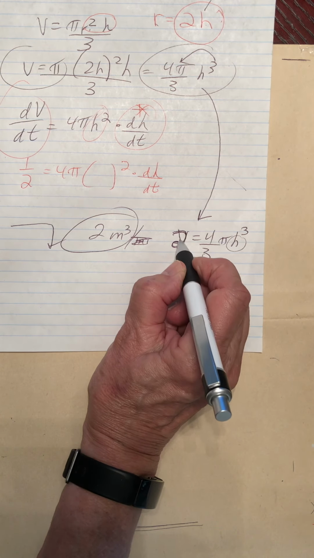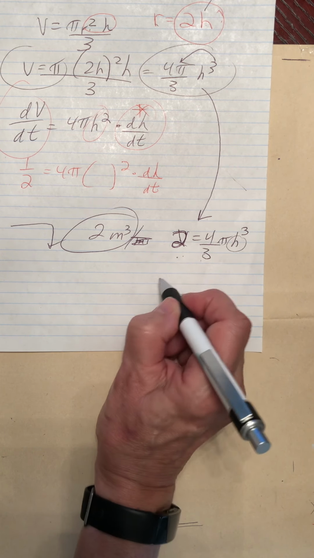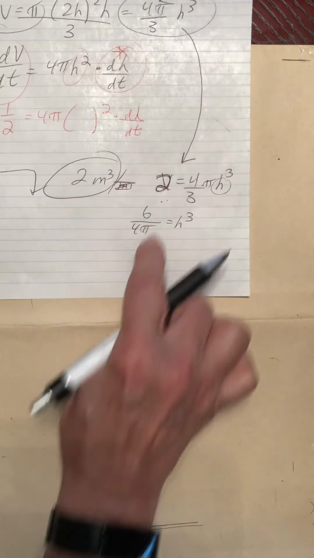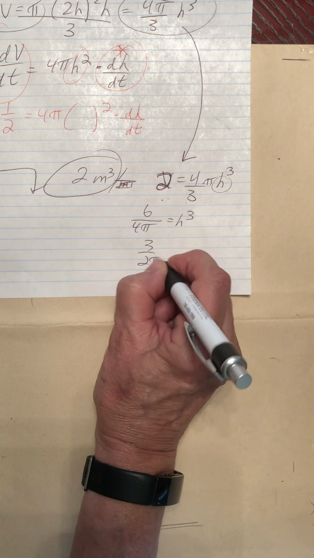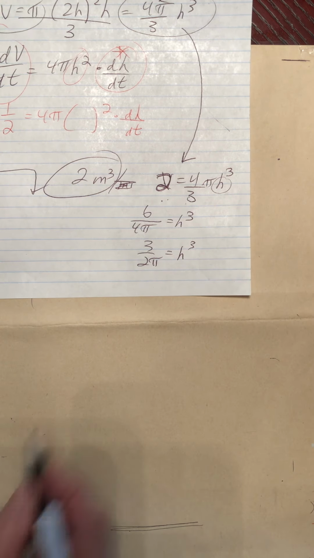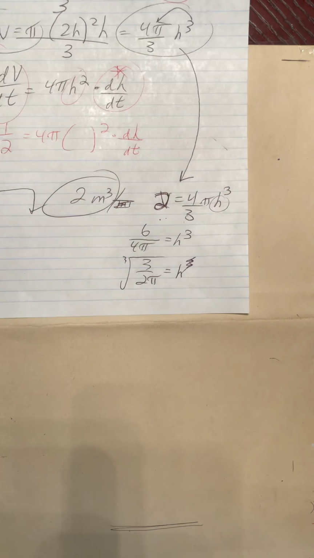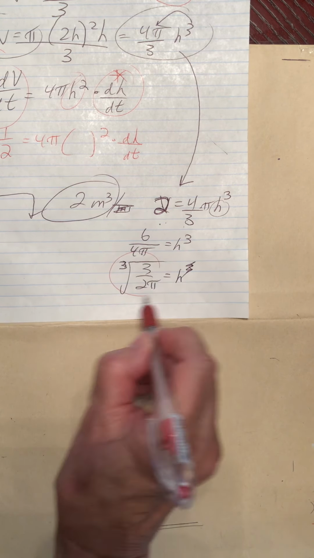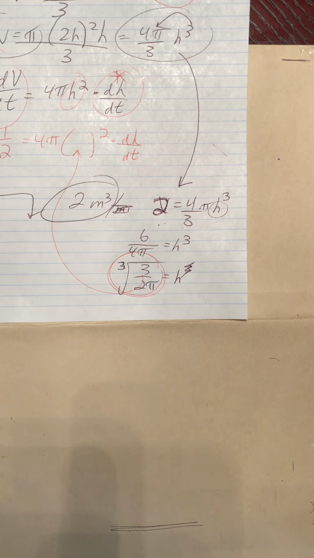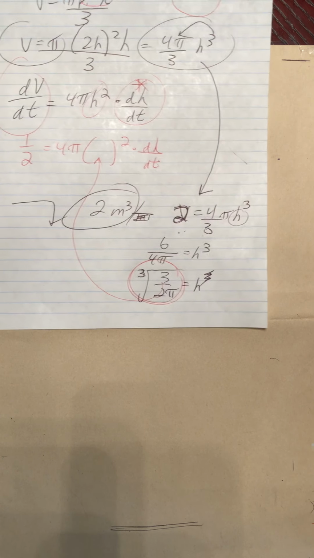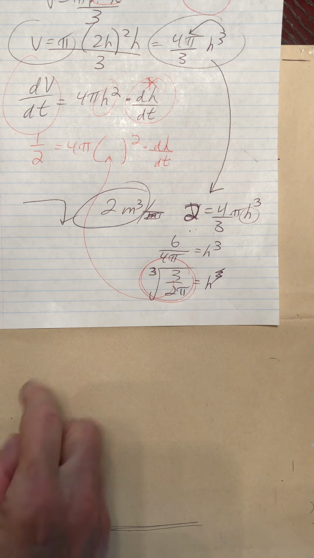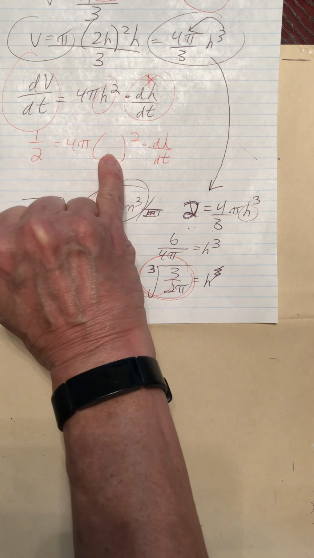So moving the 3 up here and the 4 down here and the pi down here, I'll have 6/4 pi is h cubed. I can reduce. That's 3/2 pi is h cubed. So what's h? The cube root of all of that. So unfortunately, because it's not a nice value, that's exactly what you're taking and putting in here. So here's where you for sure need your calculator. And again, you should not be using a graphing calculator. That wasn't part of the course. You needed to be familiar with how to use just a scientific calculator. So I'm going to take this value and put it in here.